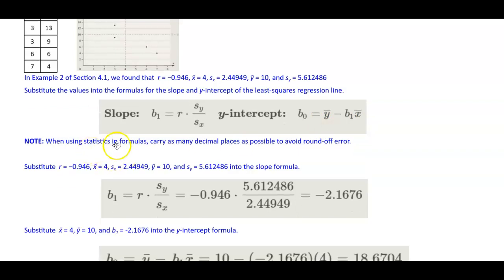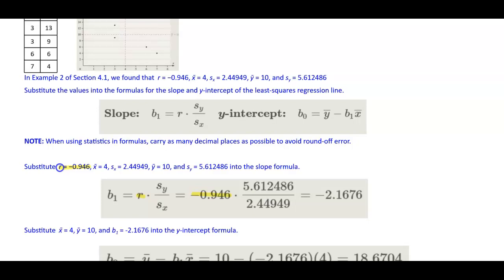Now note, when using statistics and formulas, carry as many decimal places as possible to avoid round-off error, meaning that when you're plugging into the formula, keep as many of the decimal places as you can, and then at the very end, when you're done with your calculations, you can round accordingly. So, first we're going to find the slope. The slope is equal to the linear correlation coefficient, negative 0.946, so we're substituting that in for r.